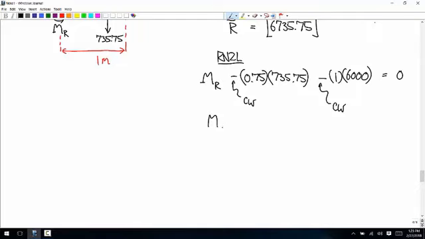And so the reaction moment is, what did you get for that? The whole thing will just be 6,000 plus that, so 6.8 positive, and that's Newton meters.